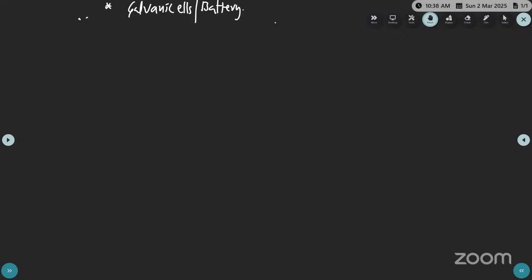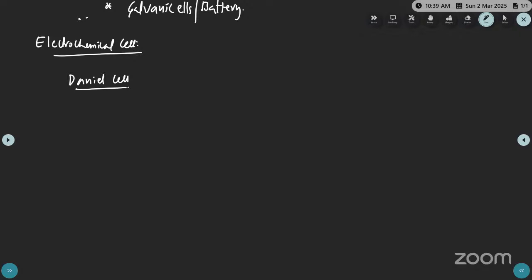Next, the electrochemical cell. The electrochemical cell is also known as the galvanic cell. Here we explain the electrochemical cell by taking one example, and with it we can explain how the current is generated. The best example for the electrochemical cell is the Daniell cell.